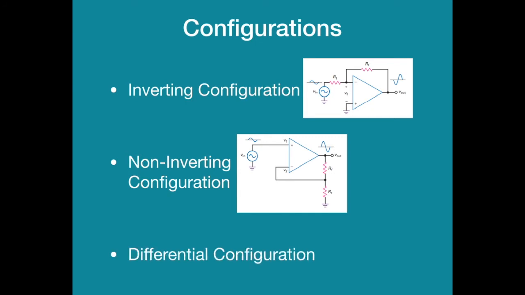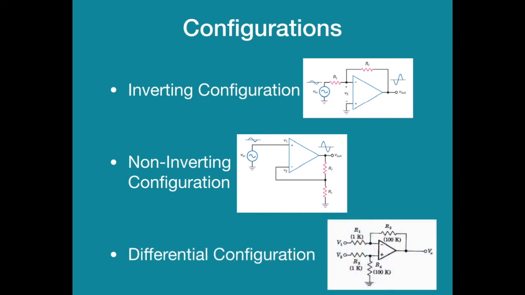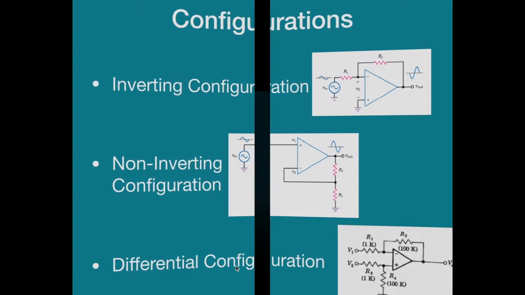The third configuration is differential configuration, in which we are using both the input terminals. We are applying input to both the input terminals, inverting as well as non-inverting, and we get output which of course is the gain of the operational amplifier multiplied by the difference of the two input signals. So the name is differential configuration.